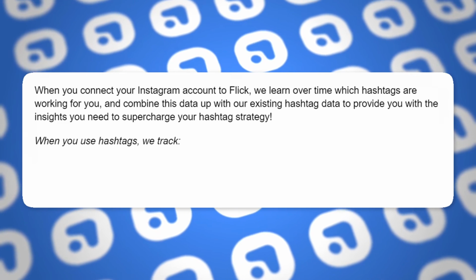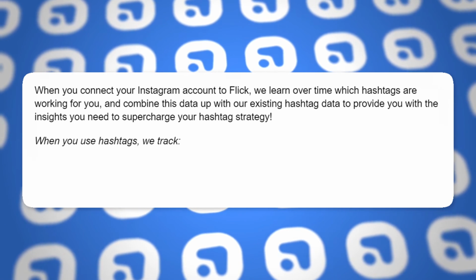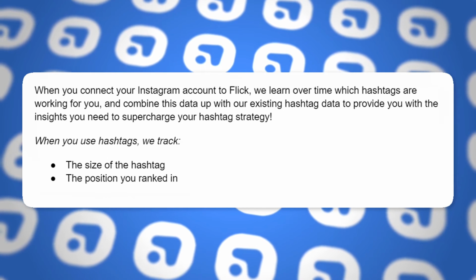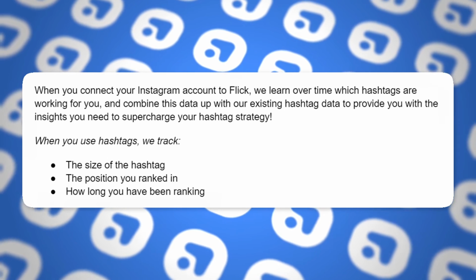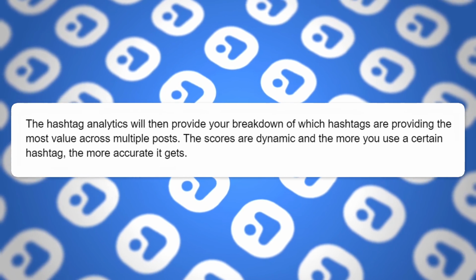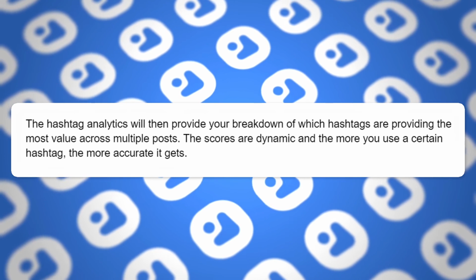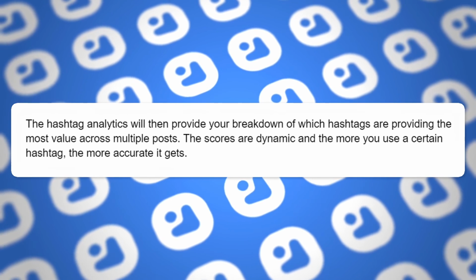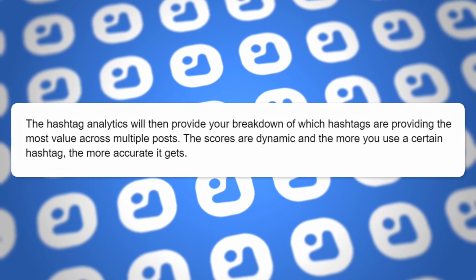So when you use hashtags and you're connected with Flick, we track the following. We track the size of the hashtag, the position you ranked in, and how long you've been ranking for. The hashtag analytics will then provide you with a breakdown of which hashtags are providing the most value across multiple posts. The scores are dynamic, and the more you use a certain hashtag, the more accurate it gets. So basically, we're collecting data over time to help you make consistently better decisions with the tags you're using on your content. And this has obvious benefits so that you can consistently have the best Instagram hashtag strategy to get in front of the right users, gain the right followers, and grow your page and your business.